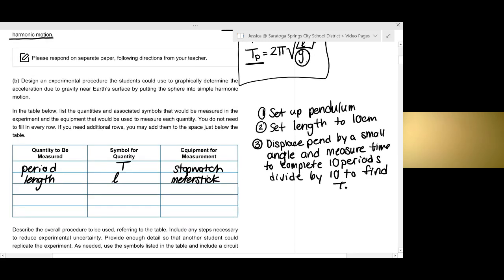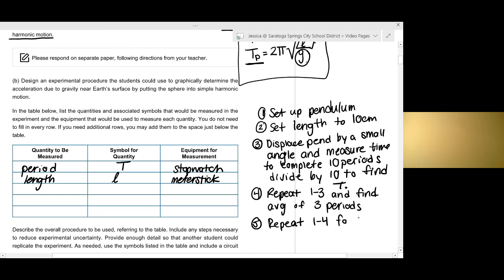Then of course we want to reduce experimental uncertainty. So we're going to repeat steps 1 through 3 and find the average of, let's say, 3 periods. And then we're going to repeat steps 1 through 4 for, let's say, 5 additional. No, let's say I'm going to do a total of 7. I like 7, it's my favorite number. 6 additional lengths. Okay, so that's some ways we're going to reduce experimental uncertainty.